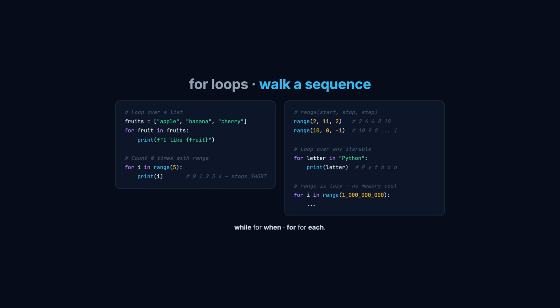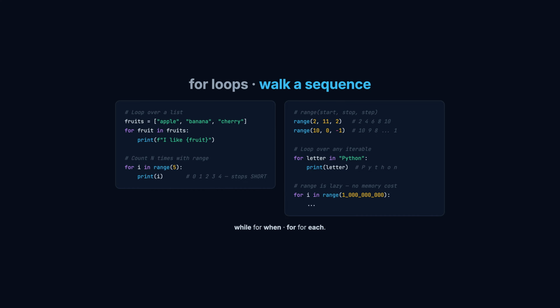Same rule as string slicing in episode 3. The stop value is exclusive. So for i in range(5) runs the body 5 times, with i taking the values 0, 1, 2, 3, 4. That is how you repeat a block n times in Python.